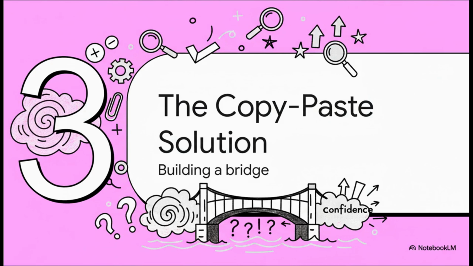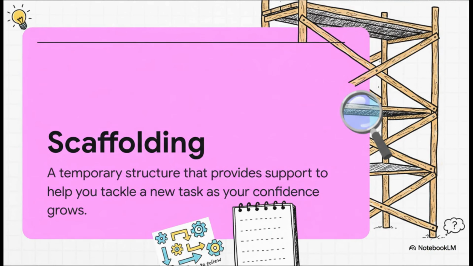So how do we get past all this? Well, the answer is actually a lot simpler than you might think. We're going to build a little bridge to get you from feeling hesitant to feeling confident, and all it takes is a simple copy and paste. There's this great idea from the world of education called scaffolding, and it's exactly what it sounds like. It's just a temporary support structure that helps you learn something new. A perfect way to think of it is like a fill-in-the-blanks form. It gives you the pattern to follow so you don't have to invent the whole thing from scratch.